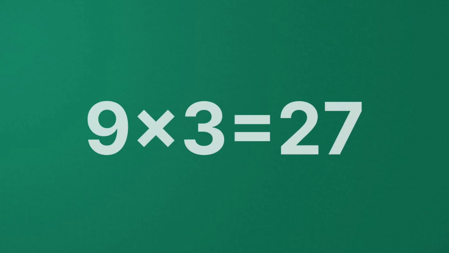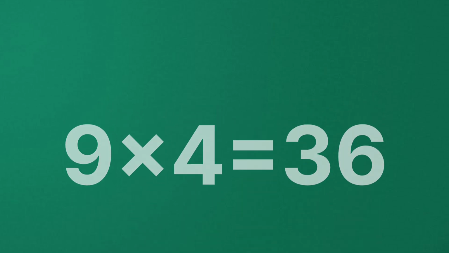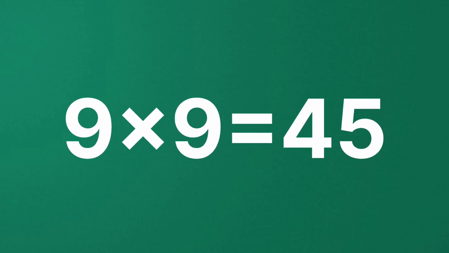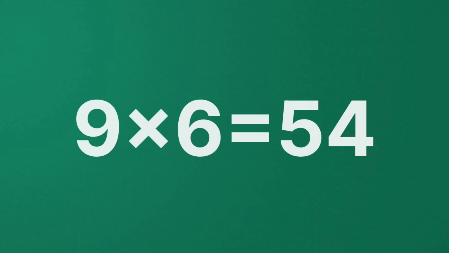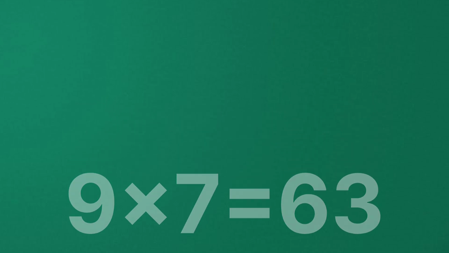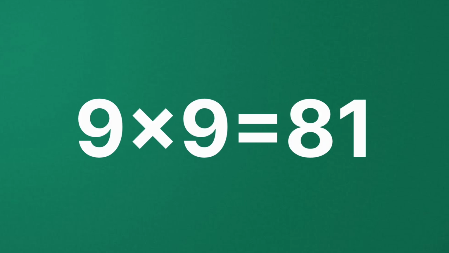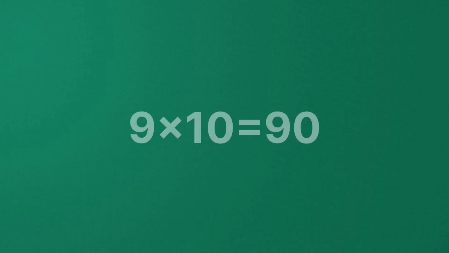9 threes are 27. 9 fours are 36. 9 fives are 45. 9 sixes are 54. 9 sevens are 63. 9 eights are 72. 9 nines are 81. 9 tens are 90.